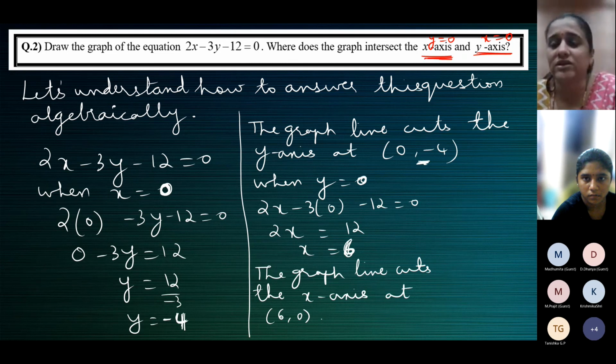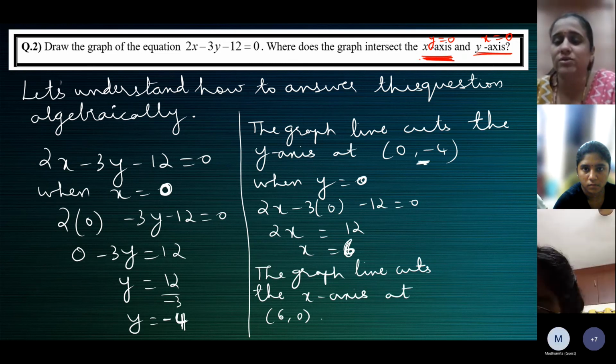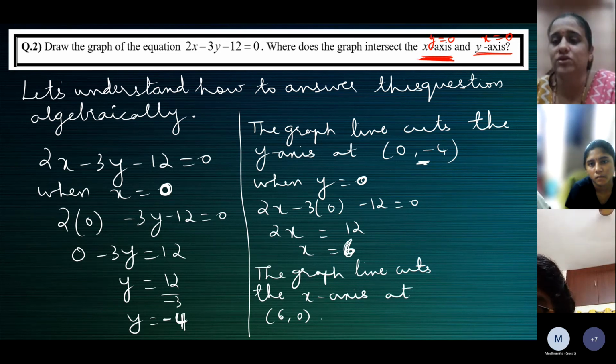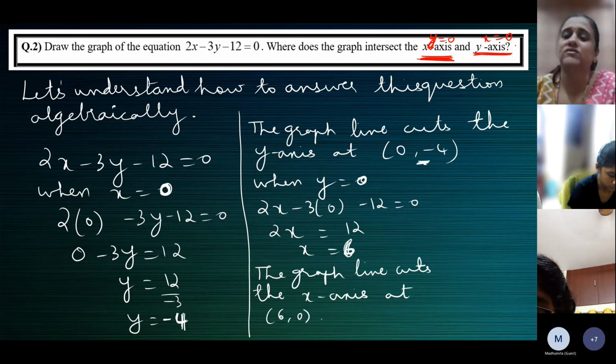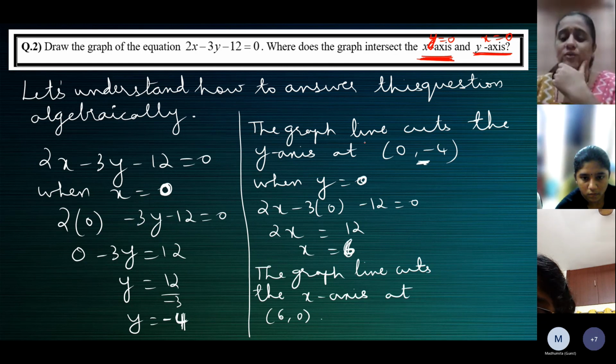That's what I've written here. Look at your screen right on the top. When you have to find where it cuts the x-axis, you should take y is equal to 0 and find the corresponding value for x. To find where it cuts the y-axis, you should take x is equal to 0 and find the corresponding value of y.